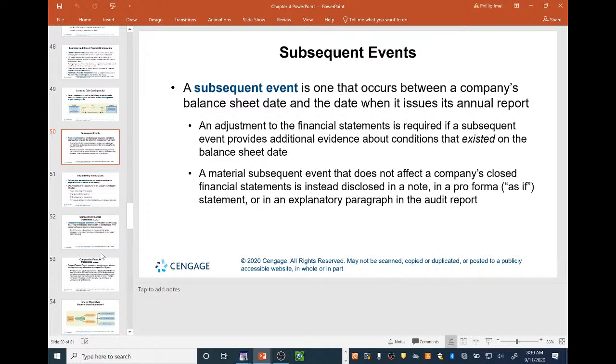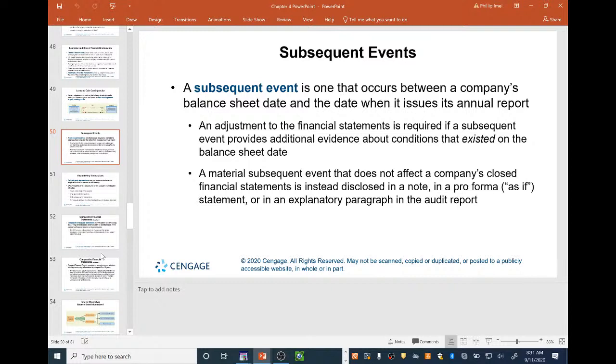Subsequent events is one that occurs between a company's balance sheet date and the date when it issues its annual report. So we know that usually the end of the period is December 31st, right? Well, the statements usually don't come out till like March, March 1st or March 15th, or whenever a company produces its financial statements. So what they're saying here is that that's the period of time. If something happens, that's a subsequent event within that period, right? So if it happens from the balance sheet date to the date that the financial statements are issued.